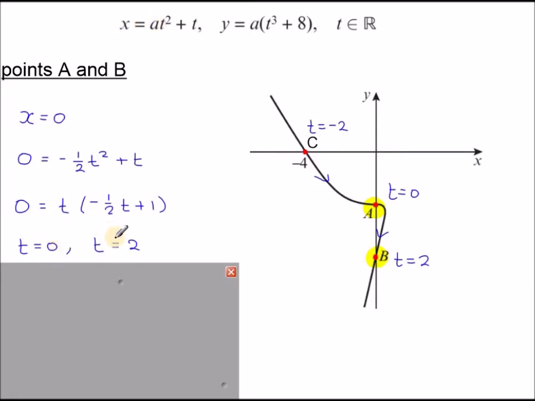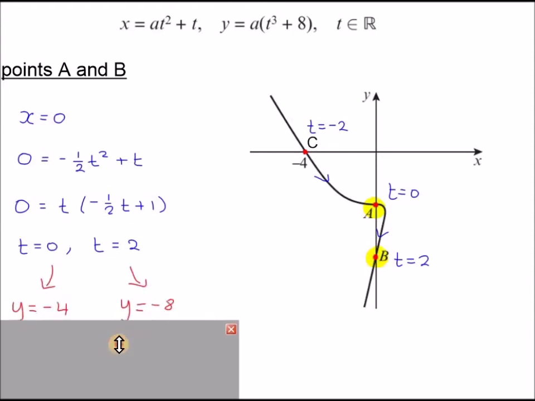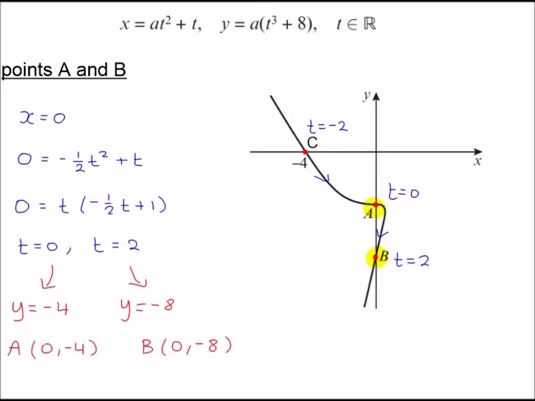Using these two t values, if we substitute, we can work out the y-coordinates for these 2 points, for A and B. So t equals 0, so if you put 0 in here, then you've got 8 times minus a half, minus 4, and when t equals 2, 2 cubed is 8, plus 8, 16 times minus a half, minus 8. So now we have the coordinates for points A and B.